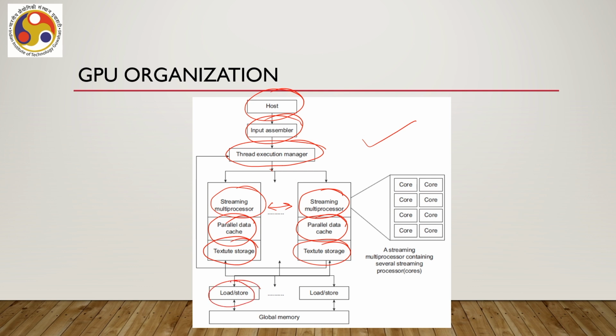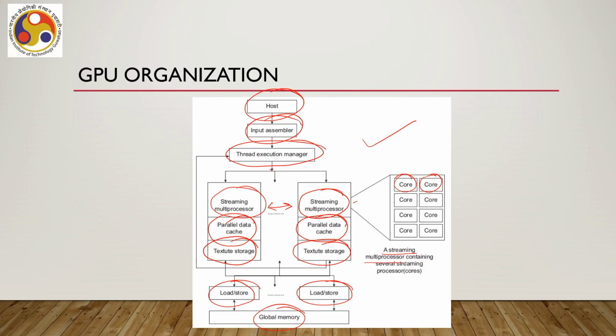Then these elements are accessed through the load and store information. The elements can access whatever data is produced, which can be sent to the global memory through the store information, or the global memory content may be accessed by these units through the load information. And each streaming multiprocessor has multiple cores as shown here.